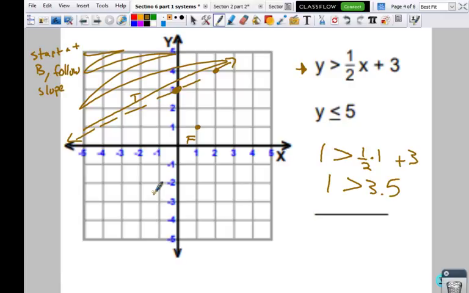Okay, that's our first one. All right, I want you to graph the second one now on your own. Y is less than or equal to 5. And real quick though, if it's Y, is it going to be up and down or left and right? Since it's just Y. Yep, it's going to be left and right because it's just Y.